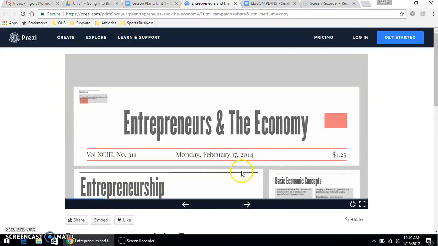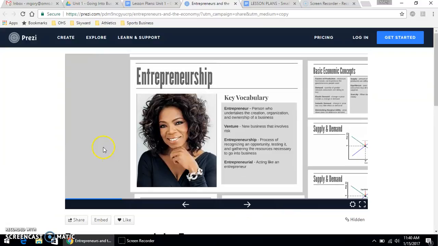All right, so entrepreneurs and the economy. One cannot exist without the other. Let's take a look at entrepreneurship. If we took a look at some key vocabulary terms that are going to relate to entrepreneurship, we first have to define what is an entrepreneur. An entrepreneur is a person who undertakes the creation, organization, and ownership of a business. So if you are a business owner, you are an entrepreneur.